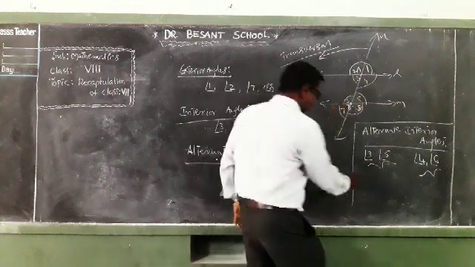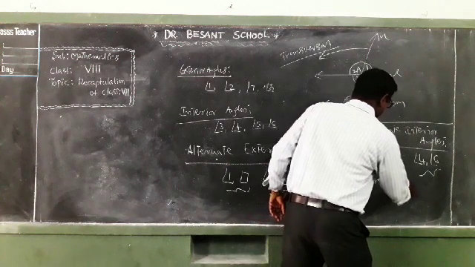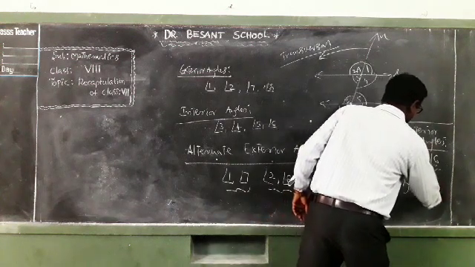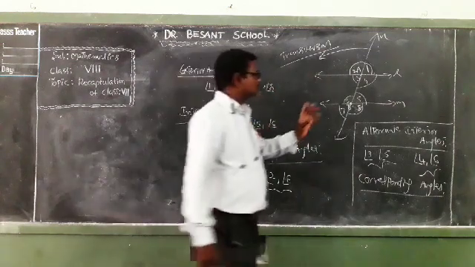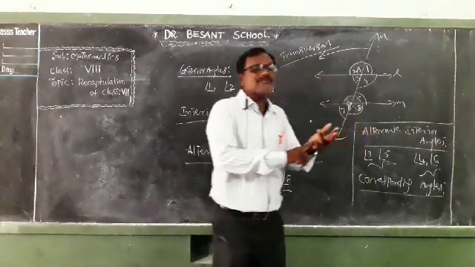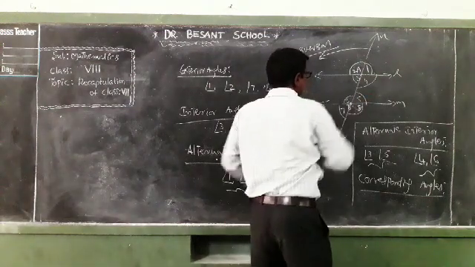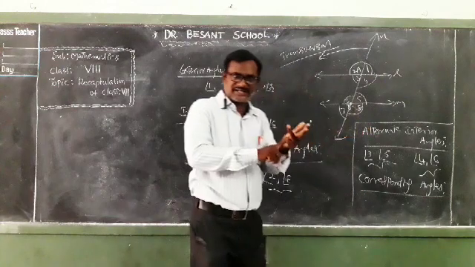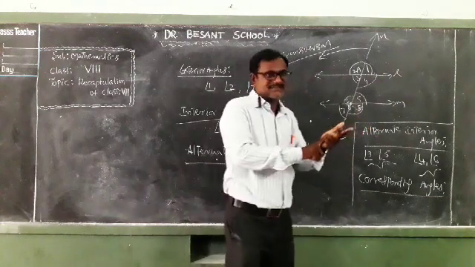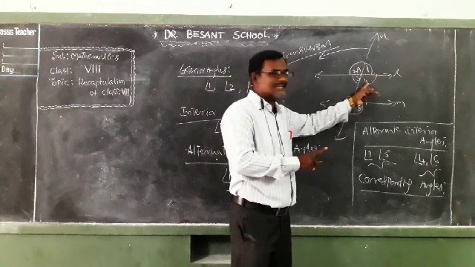And next we have learned corresponding angles. Corresponding angles means the conditions: they must be on the same side of the transversal, like 1, 4, 5, 8 or 2, 3, 6, 7. That is one condition. They are not adjacent angles, not side by side. And we are not supposed to take 1 and 4, because they are side by side angles.